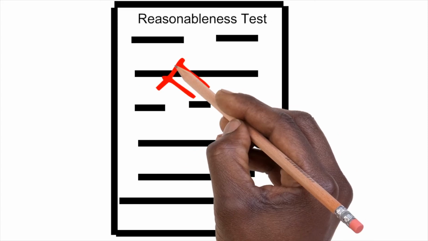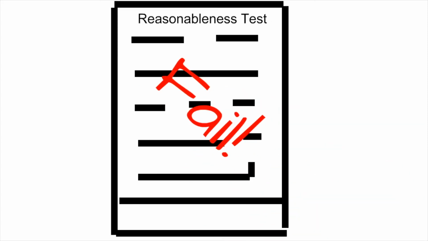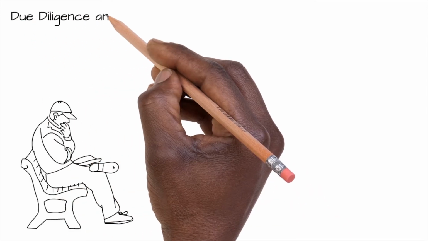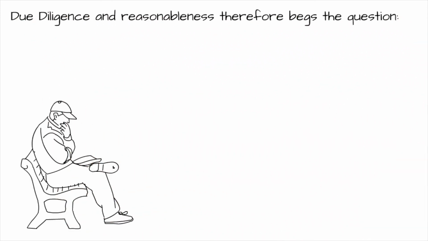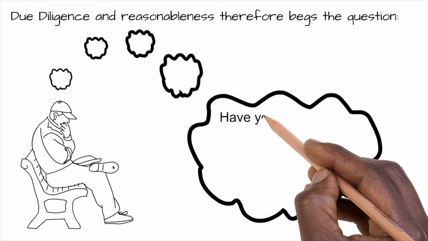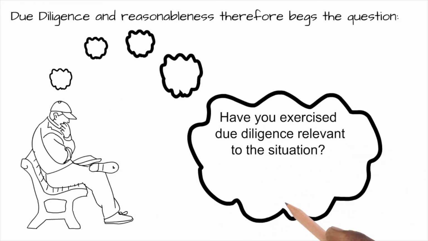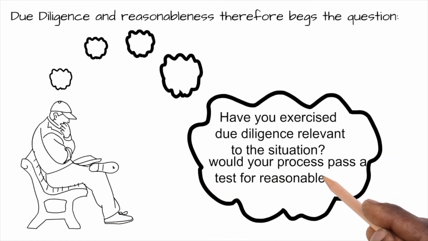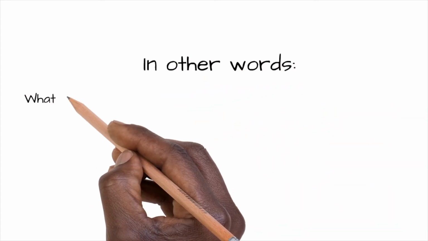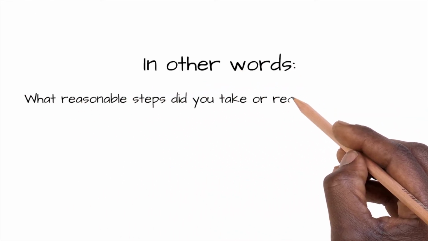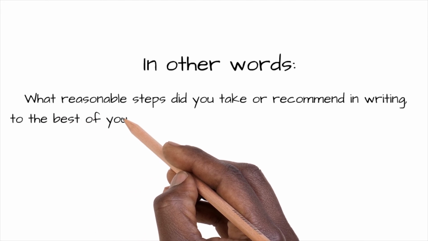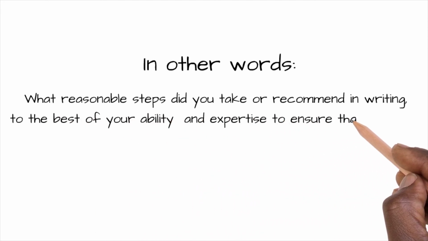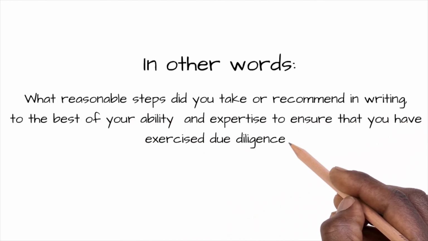Most of these would fail the test for reasonableness and therefore also the execution of due diligence on behalf of the pest management professional. Due diligence and reasonableness therefore begs the question: have you exercised the due diligence relevant to the situation, and would your process pass a test for reasonableness? In other words, what reasonable steps did you take or recommend in writing to the best of your ability and expertise to ensure that you have exercised due diligence?